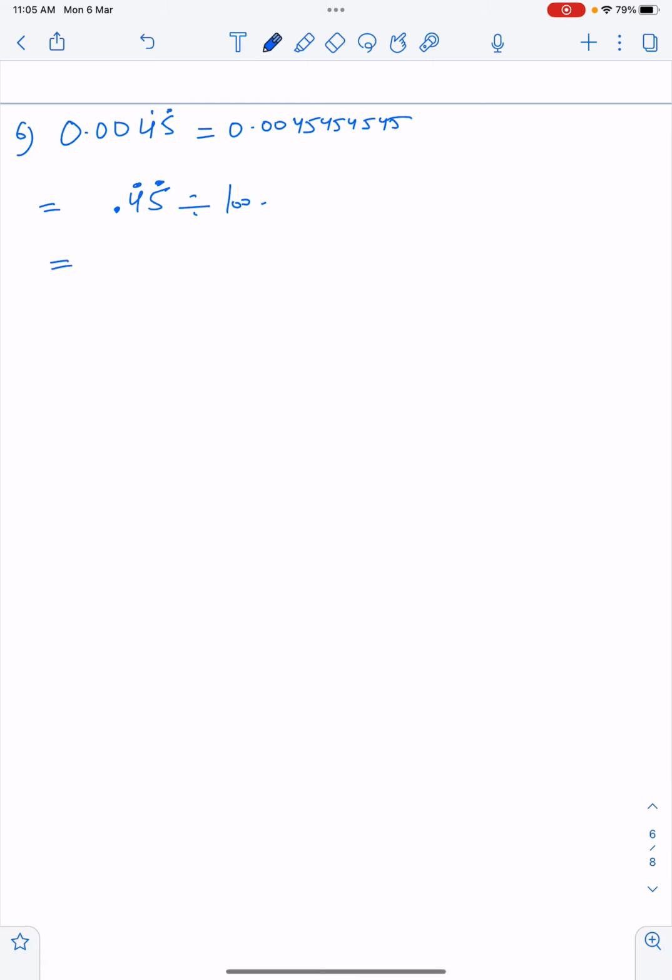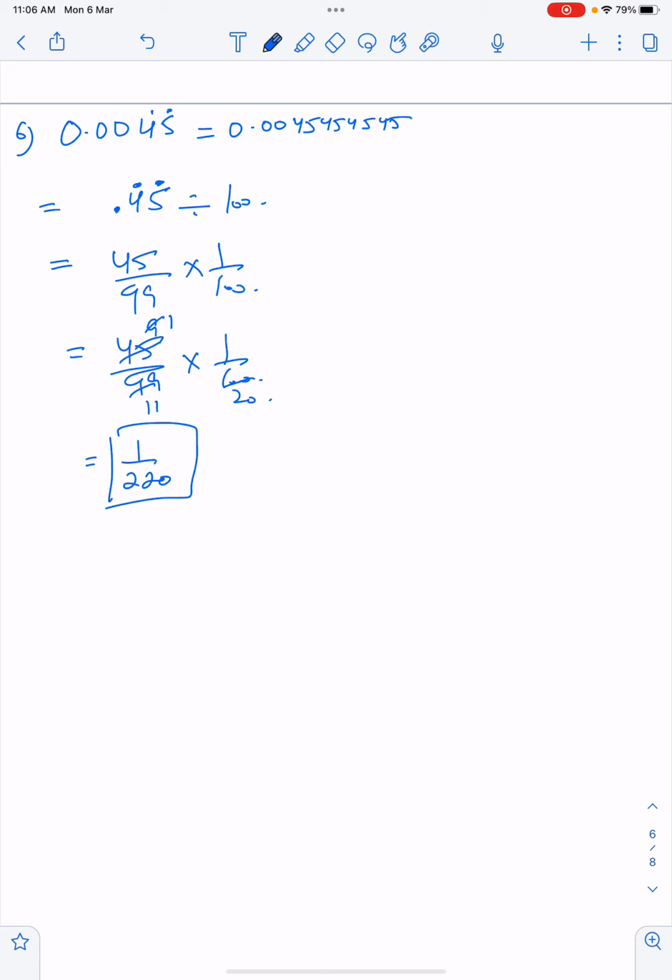Okay, first of all, now since we have the digits right after the decimal started repeating, in this case we'll write 45 upon 99 because they're 2 digits. Multiply by 1 upon 100. Simplify it as much as you can. If I simplify it with the 5 times table, 5 9 times is 45, 5 20 times is 100. Now I can simplify 9 1 times, 9 11 times. So I'm left with 1 upon 220 as the final answer, and you can check it with the calculator. 1 upon 220 is equivalent to 0.0045.